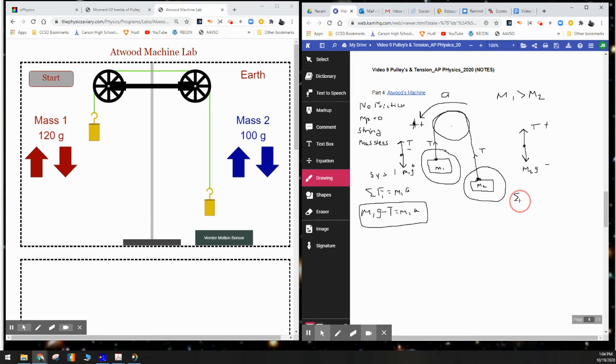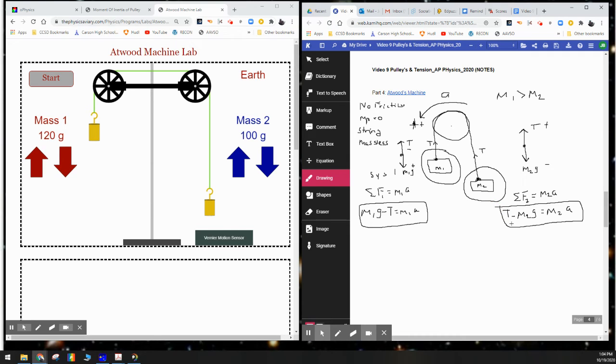We're going to do our sum of the forces on system 2, which is going to equal M2A. So we have tension minus M2G is equal to M2A, like so. Okay, it should be M2 here. All right, we'll go ahead and put a box around this. Here's our two boxes.